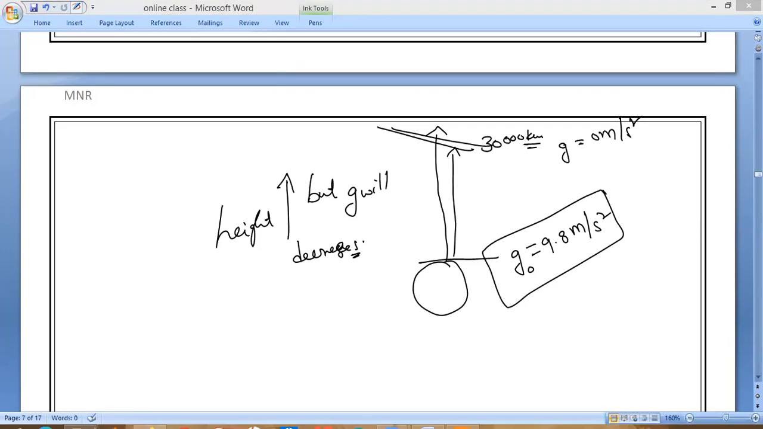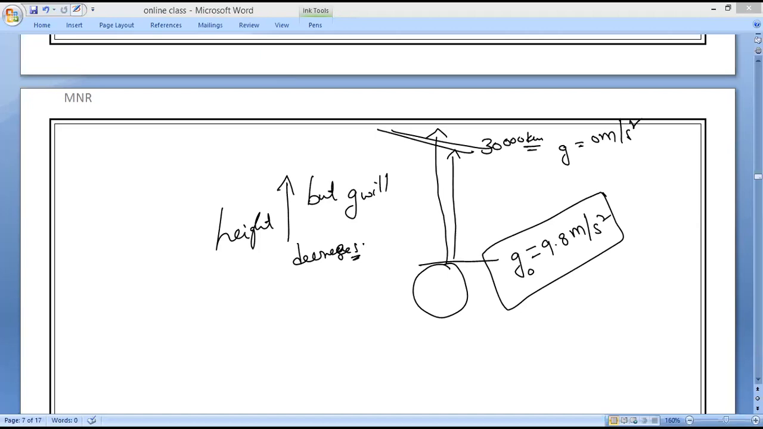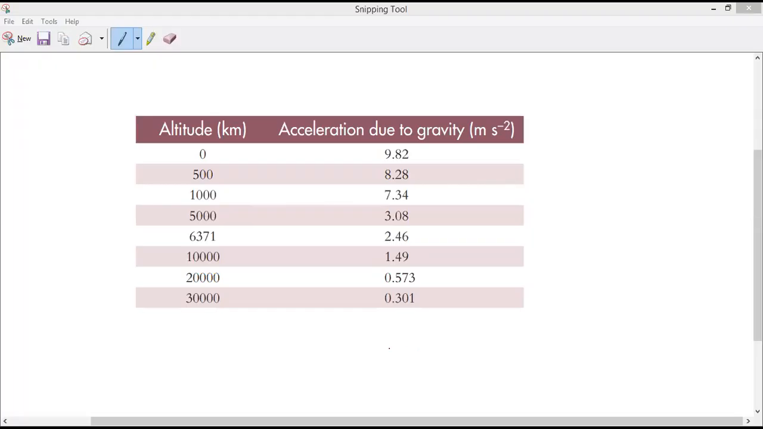For example, if you are on the surface, what is your G value? Everybody, Johan, if you are on the surface, what is your G value? 9.8 meter per second square. Yes, 9.8 meter per second square.